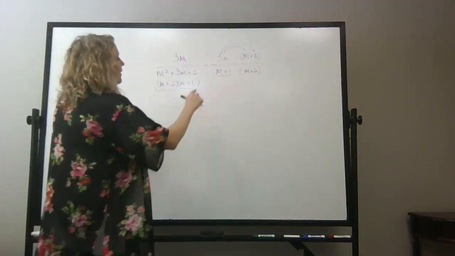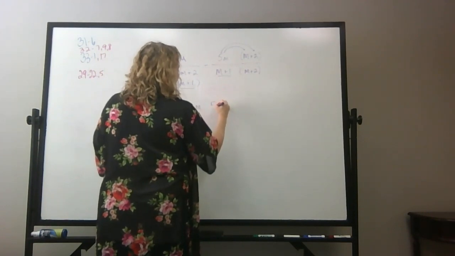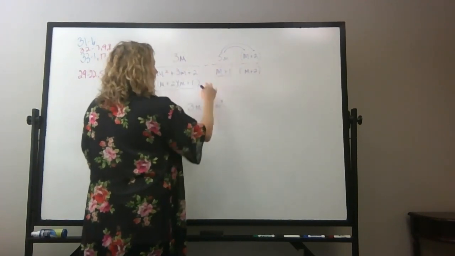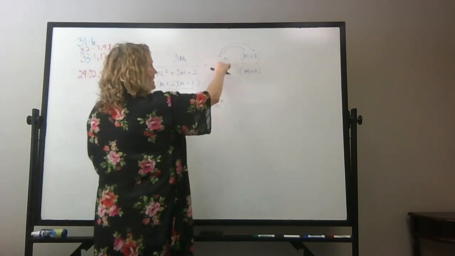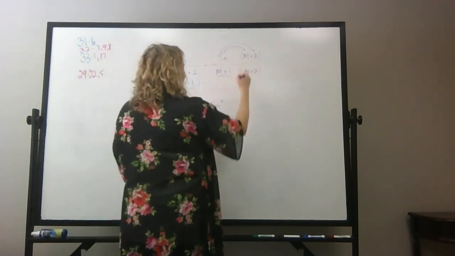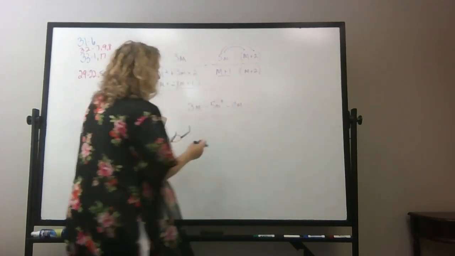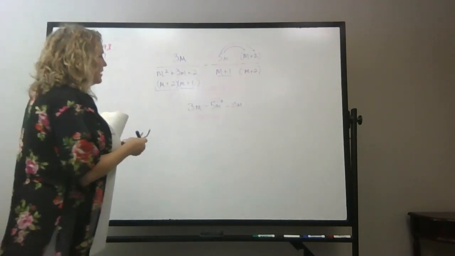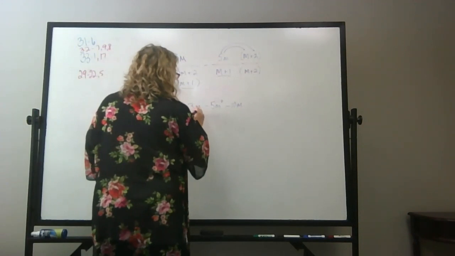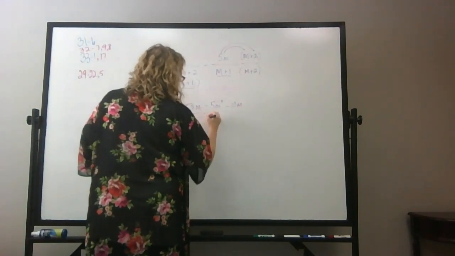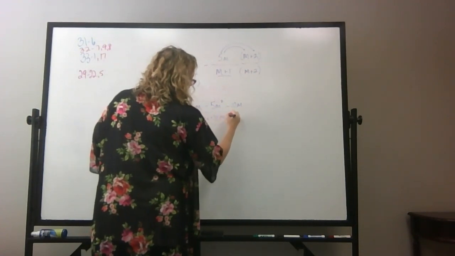Okay, and now I've got the 5m times m is going to be 5m squared, and it's going to be negative, okay? And then I'm also going to again have this negative 5m that I'm going to multiply by the 2, so I'm going to get negative 10m. So that's what I have on the top. And then my denominator is m plus 1 times m plus 2.